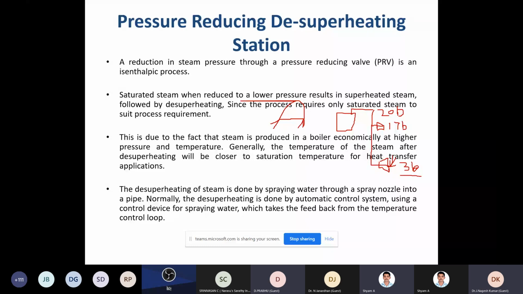The superheated steam, after getting some water into it, becomes saturated again. So that's why this whole thing is called the pressure reducing desuperheating station. It also gets desuperheated, bringing it back to the saturation stage.